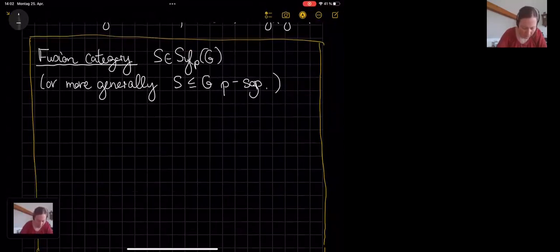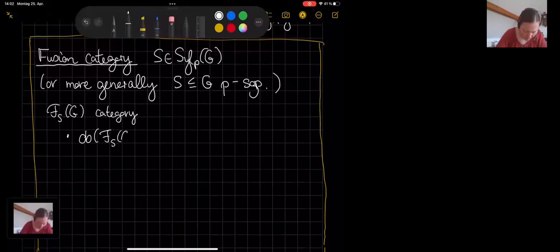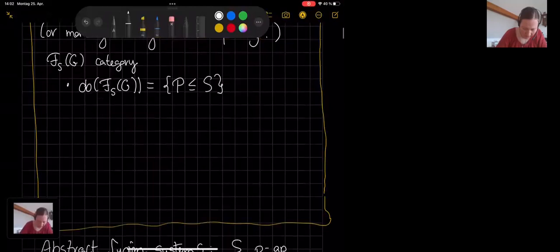So what I want to take then is the category with objects. So F_S(G) is a category such that the objects of F_S(G) are just all subgroups of S. So I write this for the set of subgroups of S.